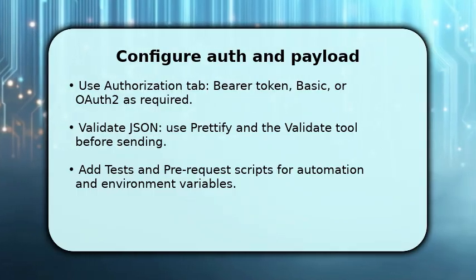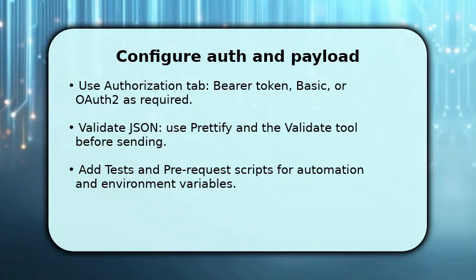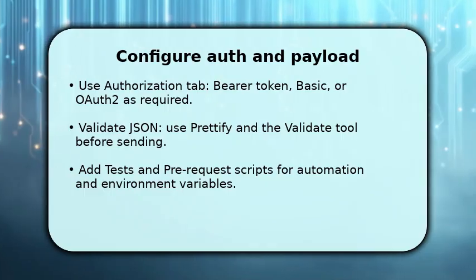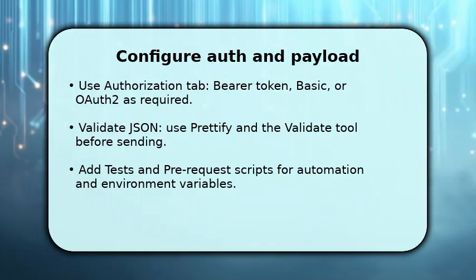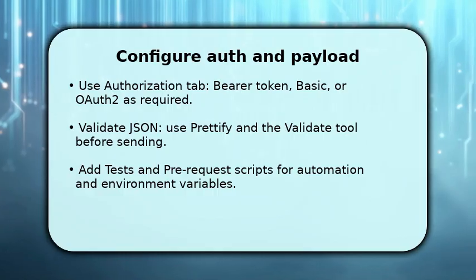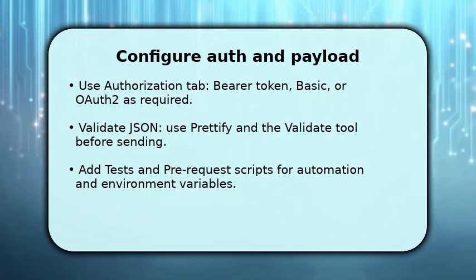In the Authorization tab, pick the correct scheme: bearer token, basic, or OAuth 2, then paste credentials or token. Switch to Body and paste the JSON. Use Prettify and Postman's validator to catch syntax errors. Make sure to reference environment variables for endpoints and tokens so you can switch contexts easily.